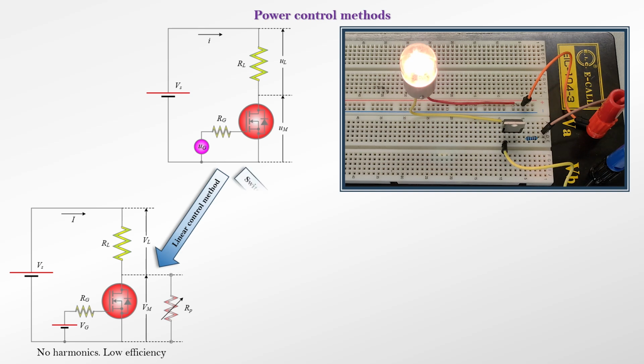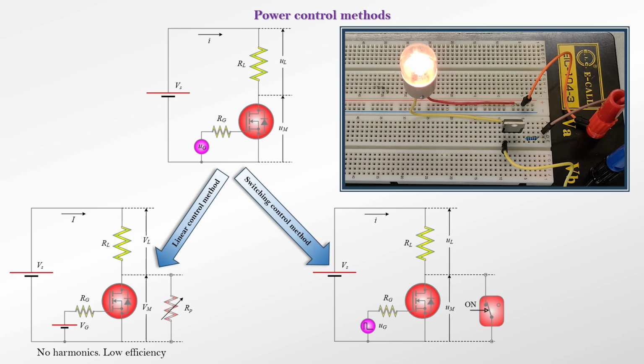By applying a pulse width modulation signal to the MOSFET's gate, the MOSFET functions as a switch. As a result, power loss is minimal. However, the voltages and current exhibit a pulsed waveform, meaning they contain harmonics. This is the switching method of power control.